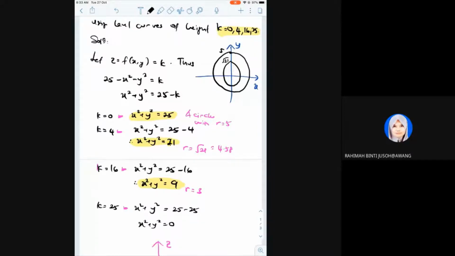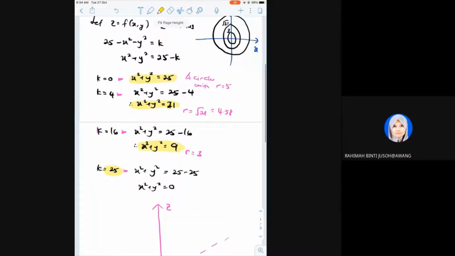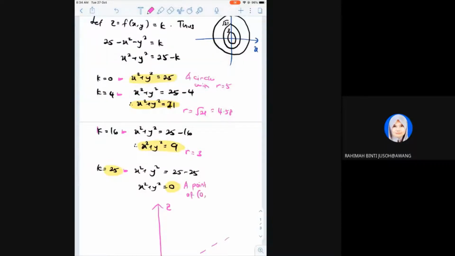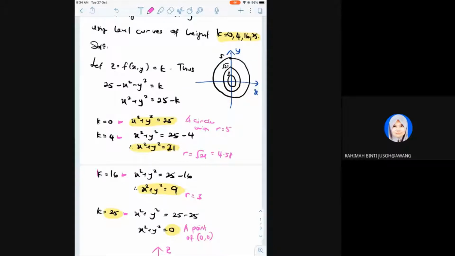Alright, so next, when k equals 16, we have a smaller circle here, which has radius equal to 3. And then the last one, when k equals 25, we don't have any radius, so this becomes a point of 0, 0. So no circle, just a point of 0, 0. If we denote it in the 2D graph, we just have this point of 0, 0.